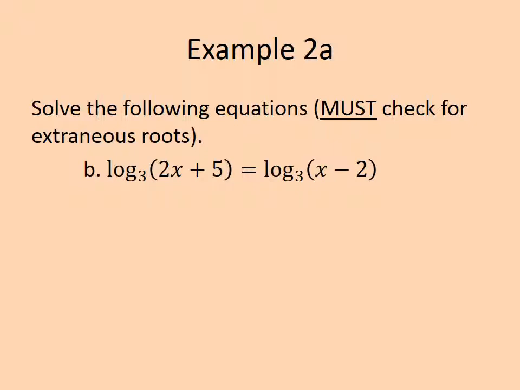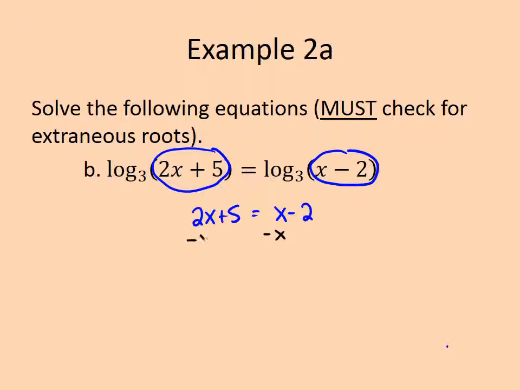In order to solve this equation, you notice that they both have base 3. And there's a log on the left side and a log on the right side, and there's only one log, which means using the one-to-one property, we can take the two portions inside the log and set them equal to each other. So 2x plus 5 equals x minus 2.